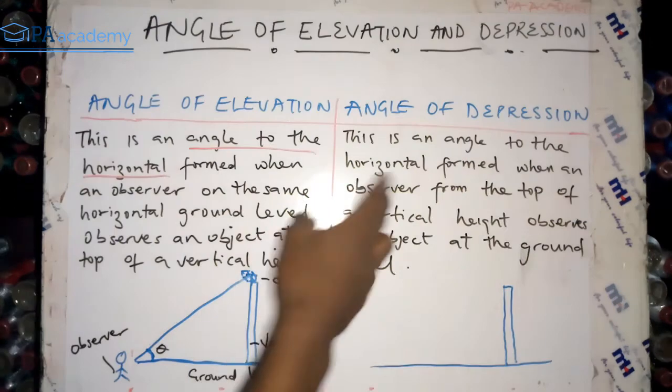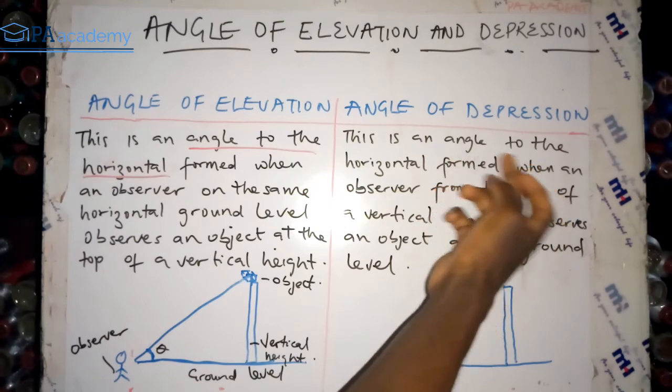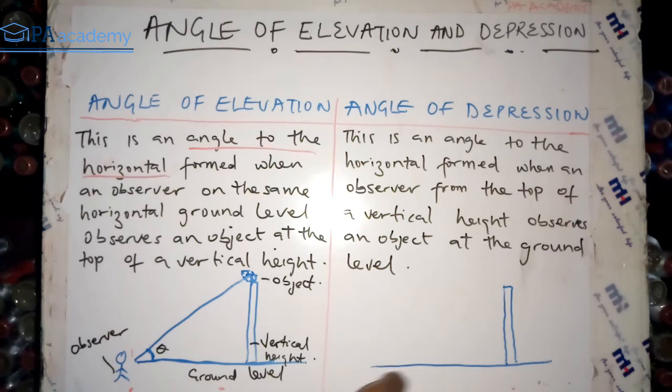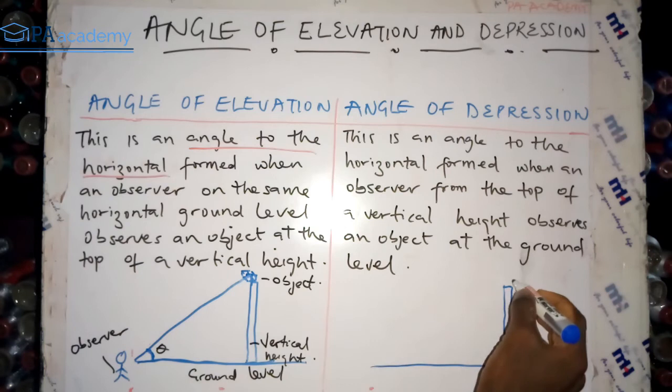This is an angle to the horizontal formed when an observer from the top. Now this time around, in angle of depression, the observer is at the top of the vertical height, unlike angle of elevation, whereby the observer is on the same horizontal ground level. But now in angle of depression, the observer is at the top of the vertical height. So let's draw our observer.